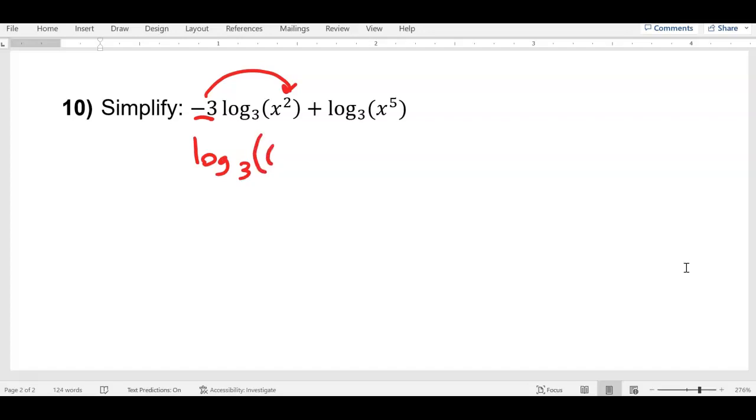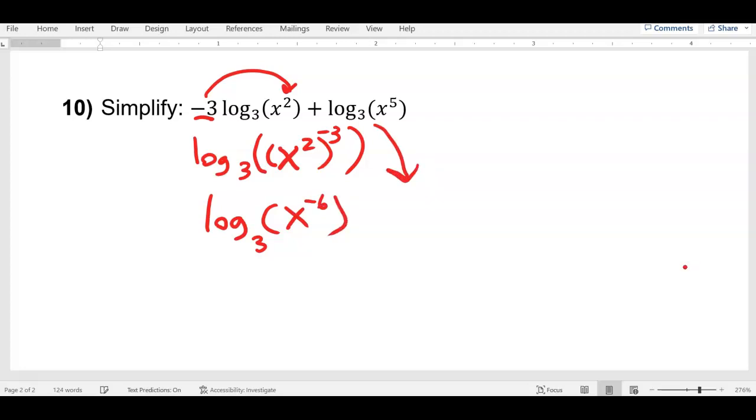Now, what we have is x squared. X squared to a power of -3. Okay. So when you have a power raised to another power, they're going to multiply together. Log base 3 of x to the -6. Okay. Bring this down. Plus log base 3 of x to the 5th.